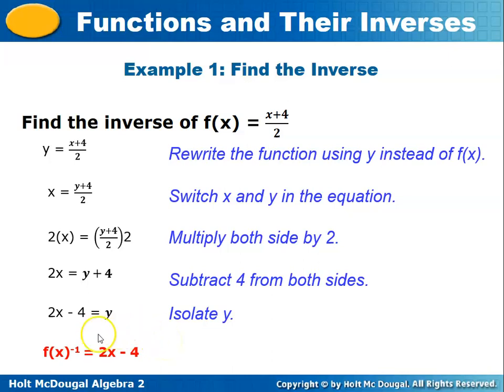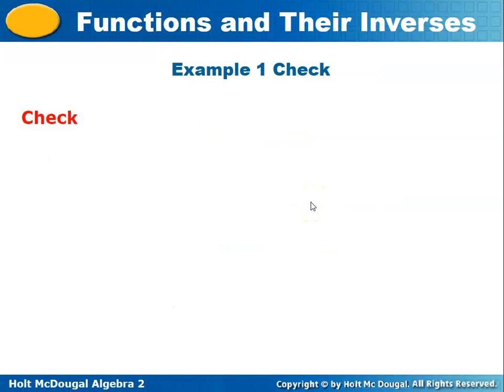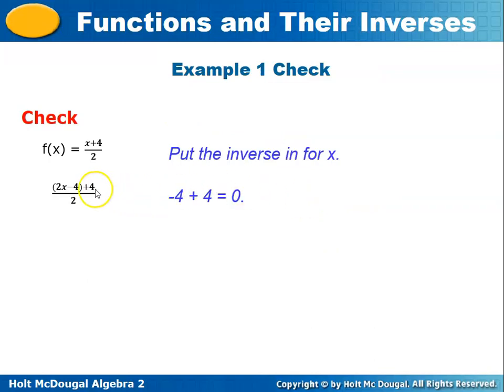So what we can do with this right here, this 2x minus 4, is we can put it back up there in that x up there. And if we get x when we do that, that's going to tell us that this is indeed the inverse. So to check that, that's exactly what we're going to do next. So notice what I did. I put the 2x minus 4 right here where the x was.